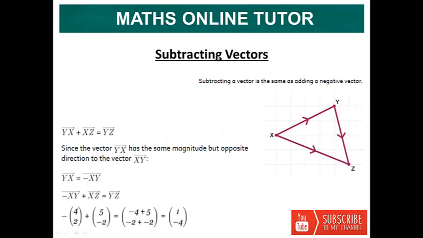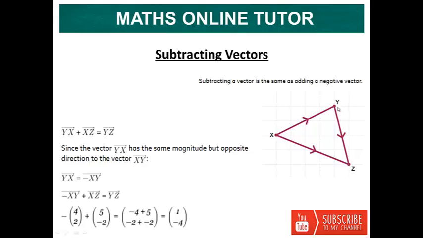Okay, let's now talk about subtracting vectors. This is very similar to addition of vectors. However, the only difference is that instead of a plus sign, you have a minus sign. Subtracting a vector is the same as adding a negative vector.